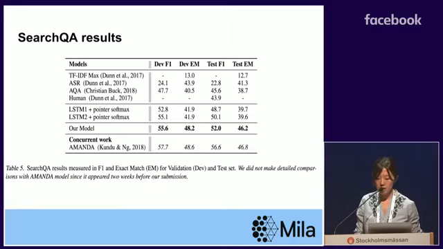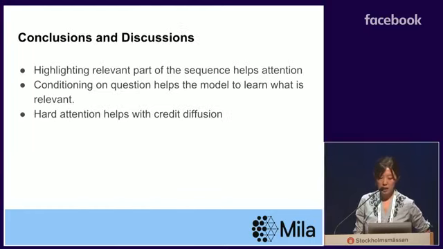Here are the results. Here we compare to all models, whether generative or span-based. As you can see, our baselines outperform all other reported works, and our model outperforms our baselines. Our model also performs similarly to concurrent work that came out 2 weeks before we submitted the paper.